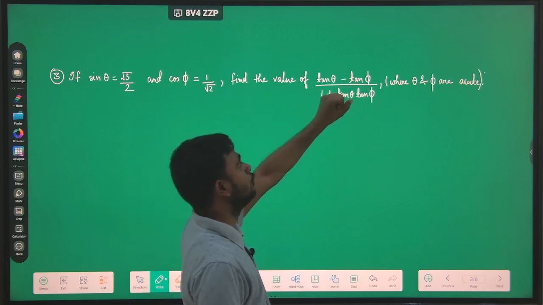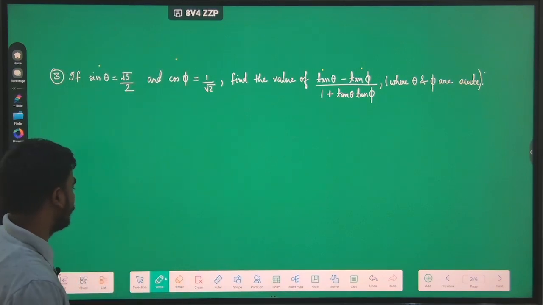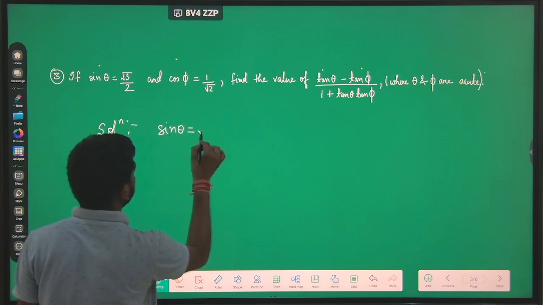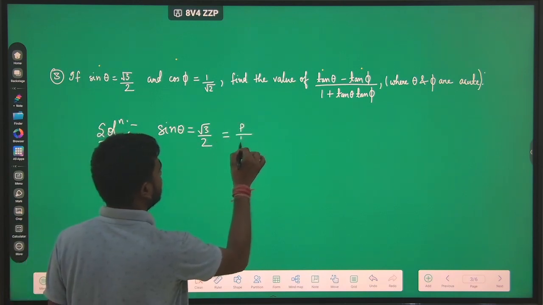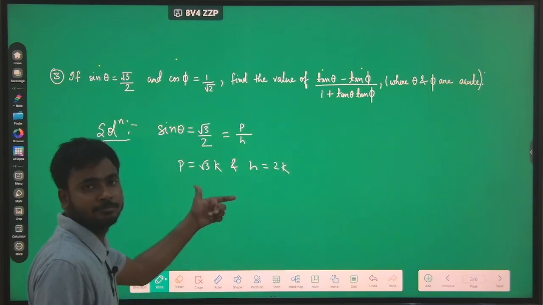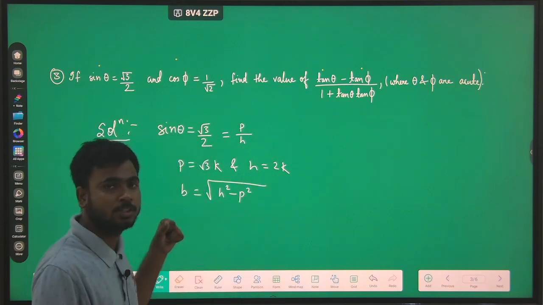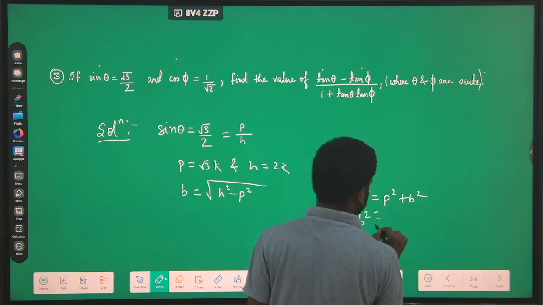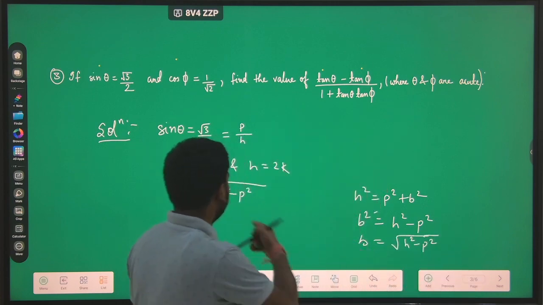So basically we are going to find out tan theta and tan phi from this sin theta and cos phi. First of all, I am finding out tan theta from this sin theta. Since this is a trigonometrical ratio, it is equal to P upon H. So our P will be root 3k and H will be 2k. We will get B as root over h square minus p square through Pythagoras theorem. We know that h square is equal to p square plus b square. Through this, b square is equal to h square minus p square, and b is equal to root under h square minus p square.